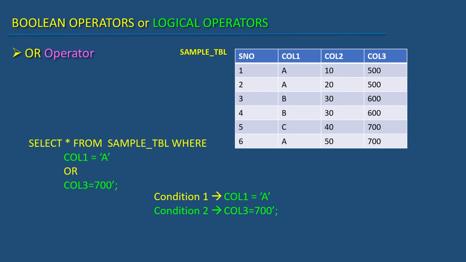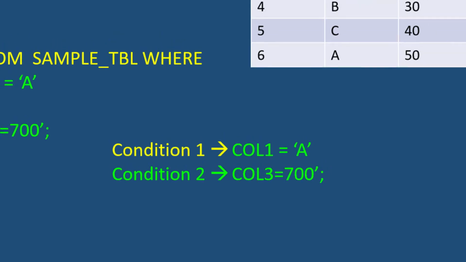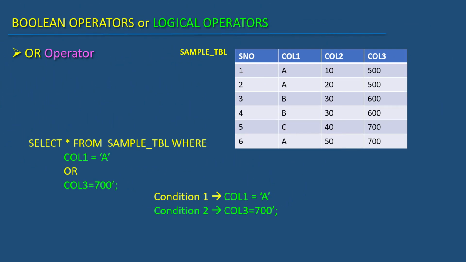the Boolean operator OR. Let me explain the OR operator with an example first. Here we can see two conditions. Condition 1 is col1 equals to A. Condition 2 is col3 equals to 700. Let us see which rows will test true for condition 1.